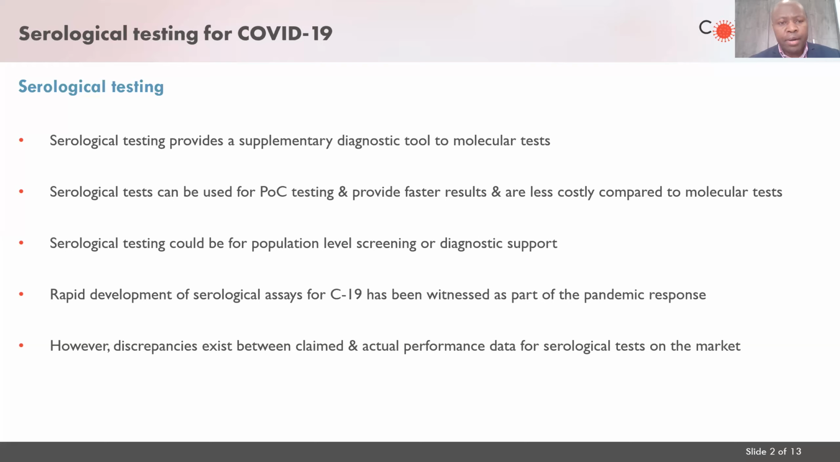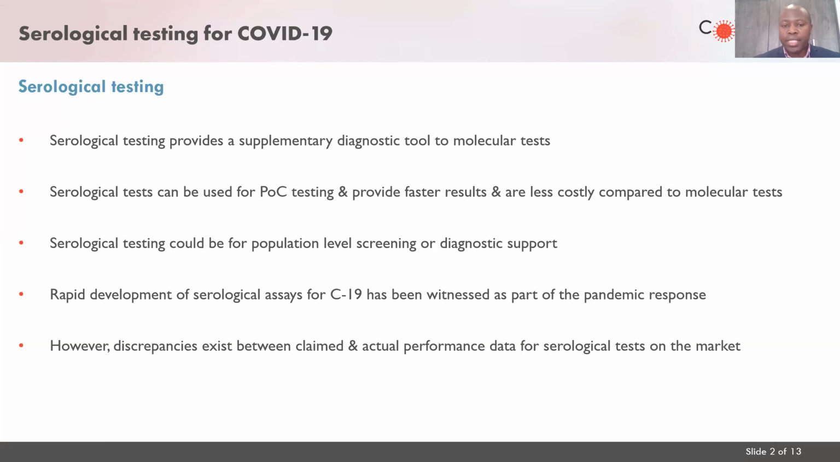So we're going to talk about serological testing, building on what my colleague Wolfgang has shared on molecular and antigen tests. So serological testing provides a supplementary diagnostic tool to molecular tests. The serological tests can be used for point of care testing and provide faster results and are less costly compared to molecular tests. Serological testing could be for population level screening or diagnostic support.